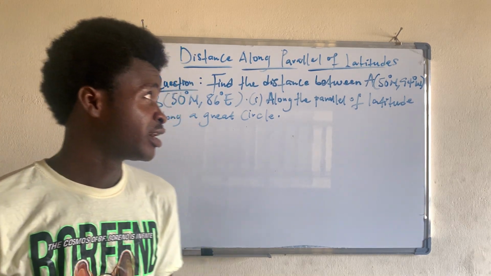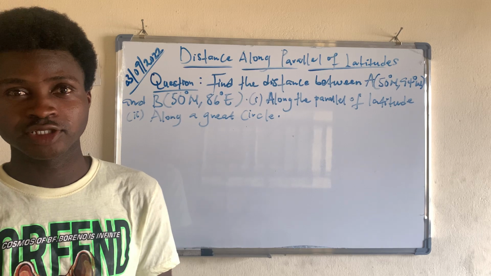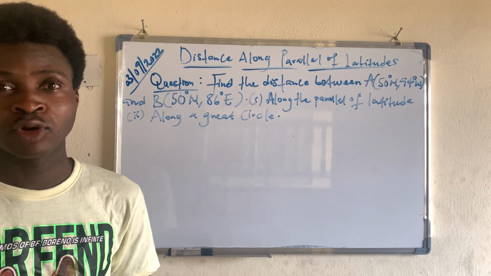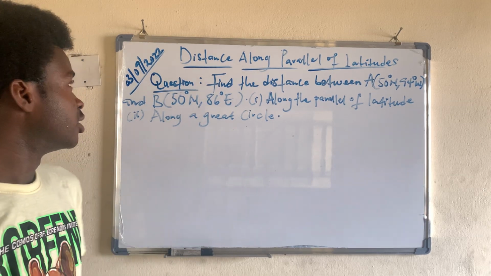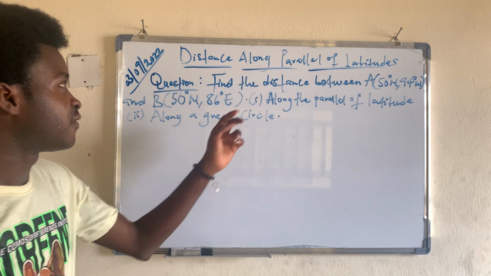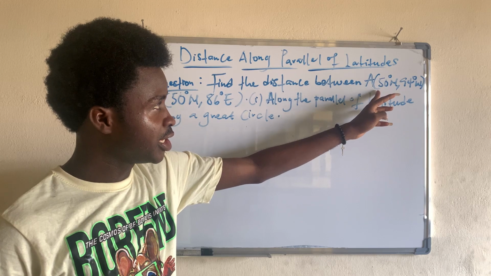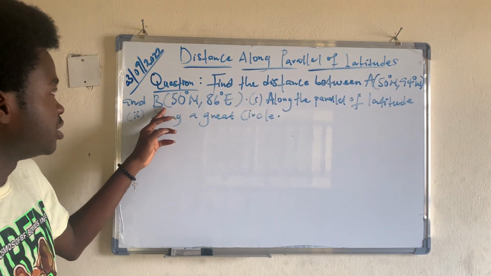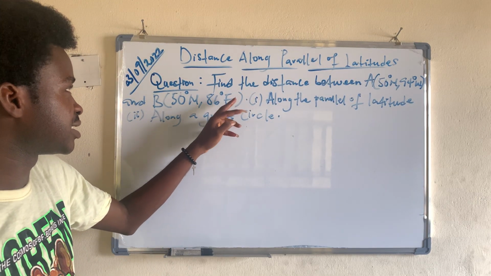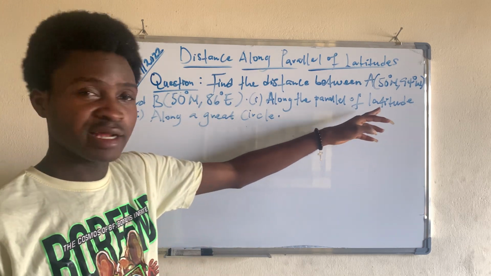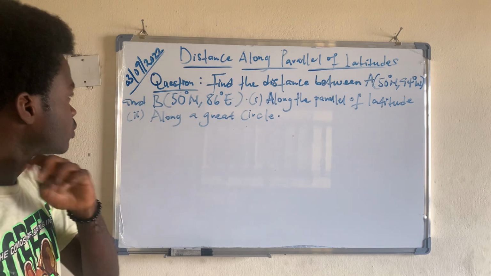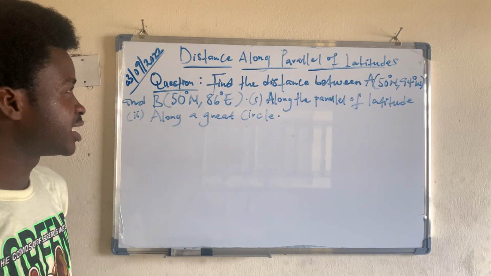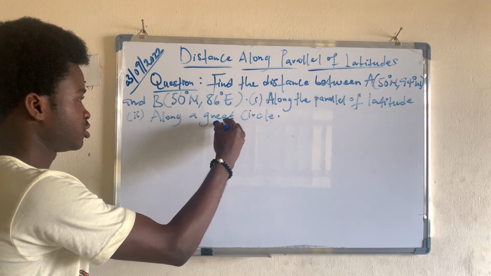Today will be lecture 3 on longitude and latitude. As you can see on the board, we are to treat distance along parallels of latitude. So the question says: find the distance between A (50 degrees north, 94 degrees west) and B (50 degrees north, 86 degrees east) along the parallel of latitude. And part (ii) says along a great circle. So we want to consider this today.